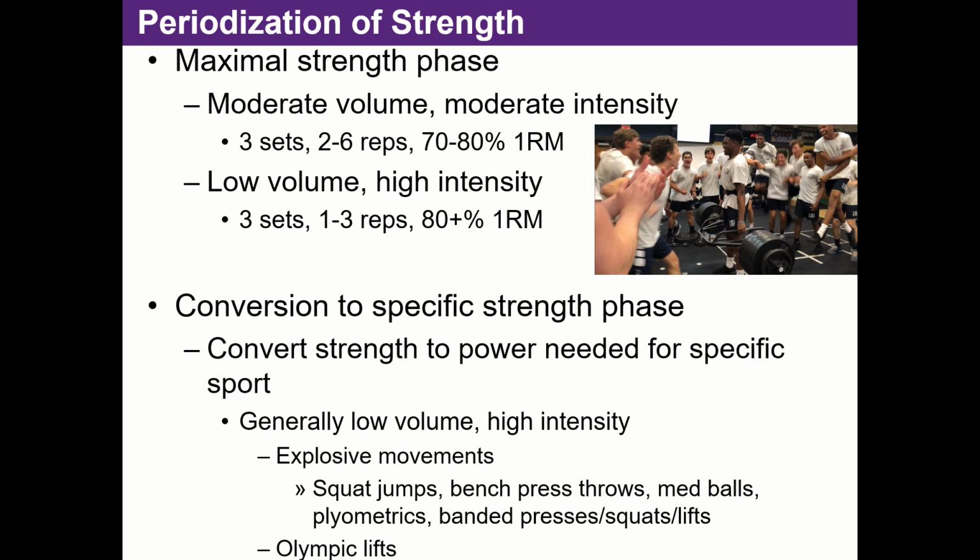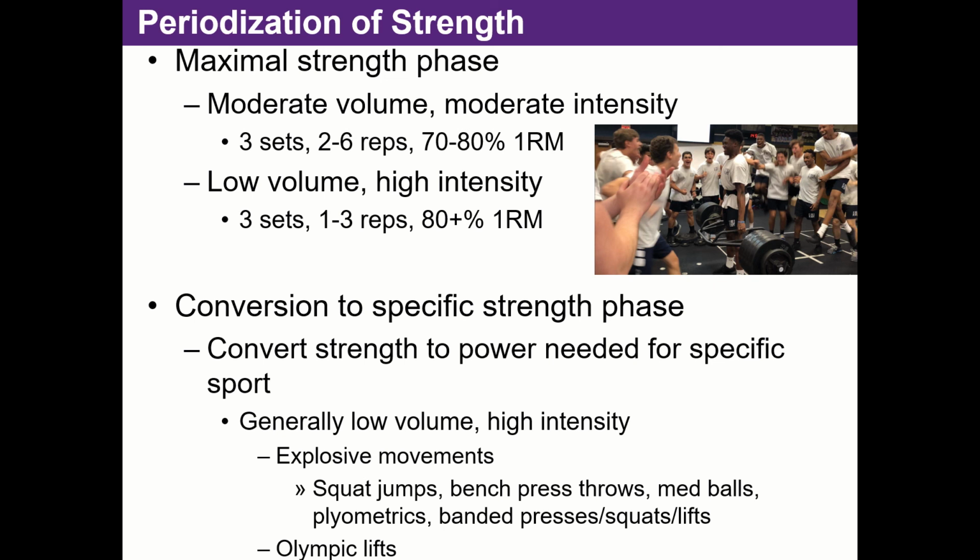So that includes things like the explosive movements like squat jumps, and you can do squat jumps with the trap bar. So obviously this athlete is in that maximal strength phase, but if we take a bunch of this weight off and have him do like an actual jump squat or jump pull with this trap bar, then that would be more of the conversion phase, and that would be an explosive movement.